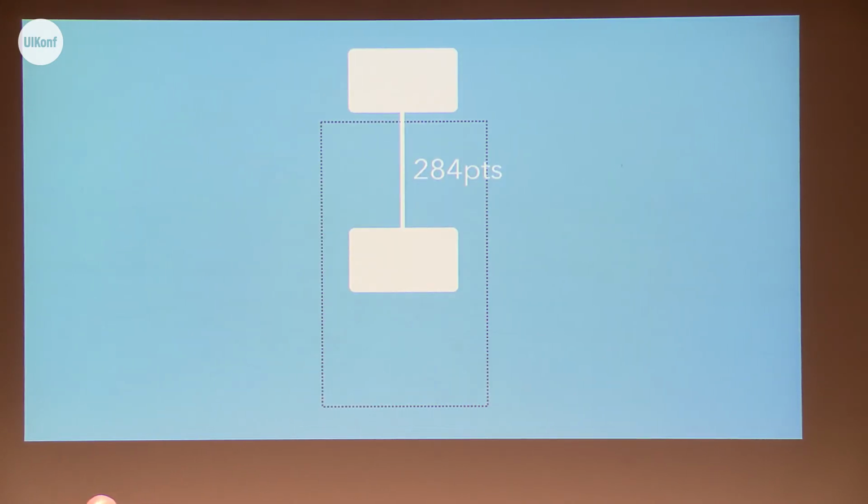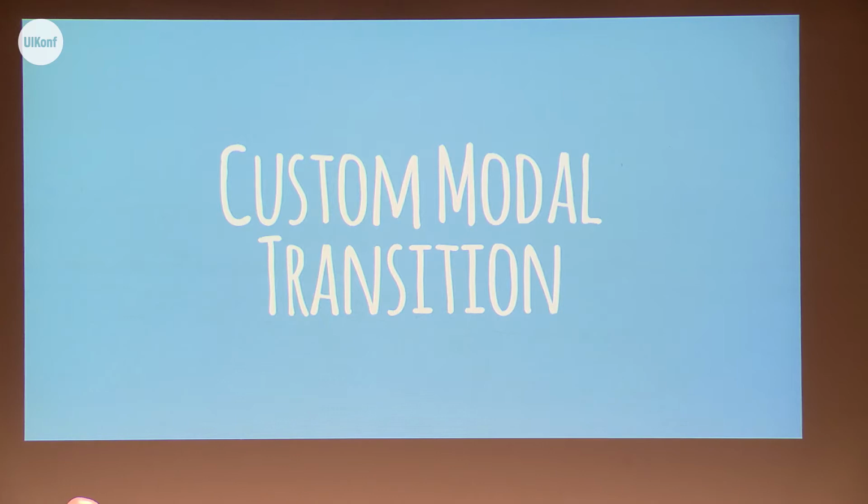So let's say we wanted to build something like this. We want our presented view to be smaller, alert view size, and we want it to come in from the top instead of the default, which is the bottom. And so we have to build a custom modal transition.